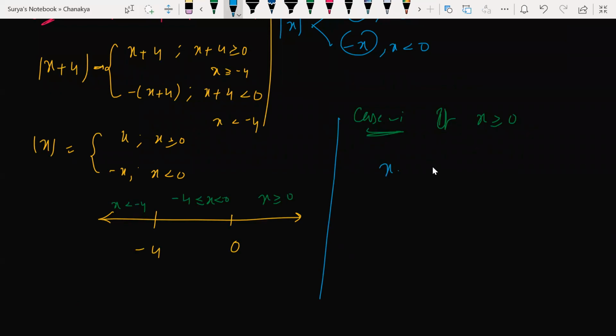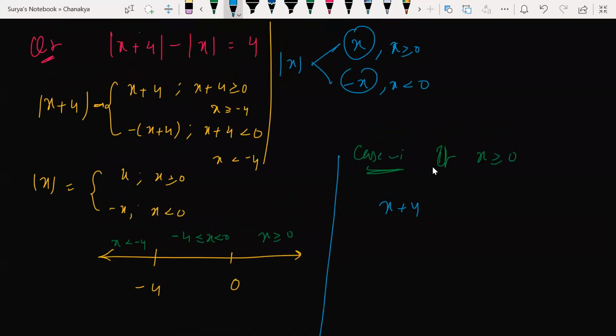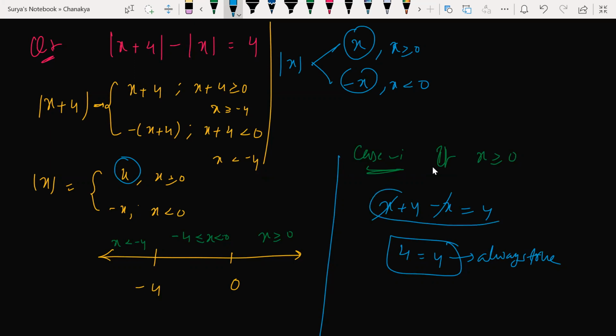So what are you going to get? This function is going to be defined as x plus 4 when x is greater than or equal to 0. Then minus x, equal to 4. Plus x minus x will get cancelled. 4 is equal to 4. This is always true or not? Yes. You understood how I wrote this? Have you all understood how I wrote this?